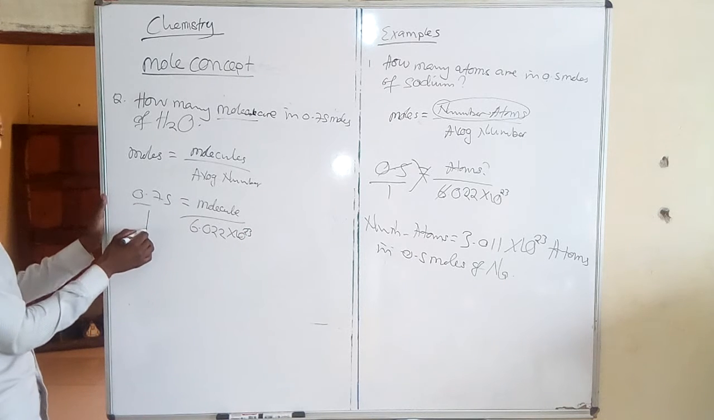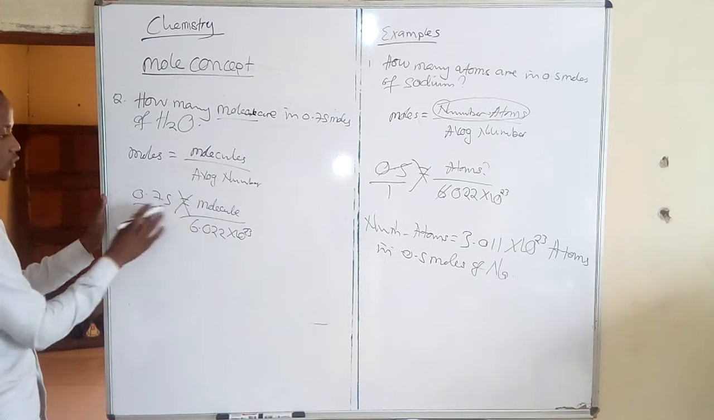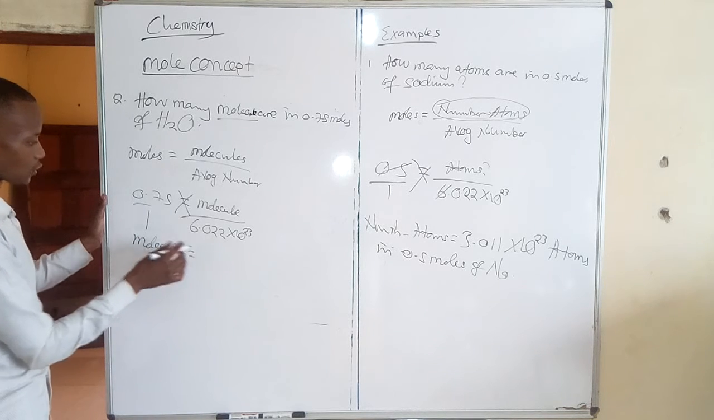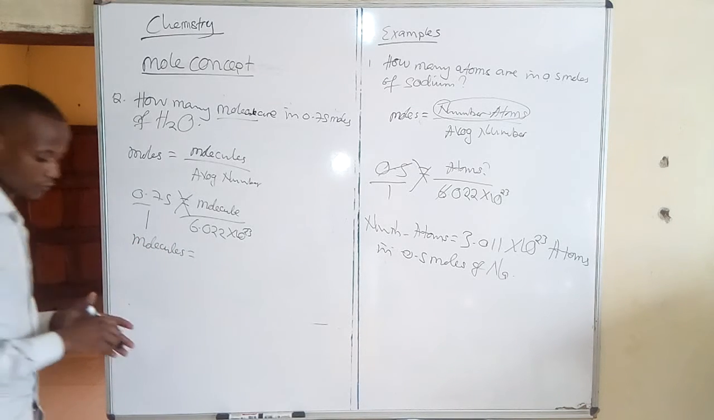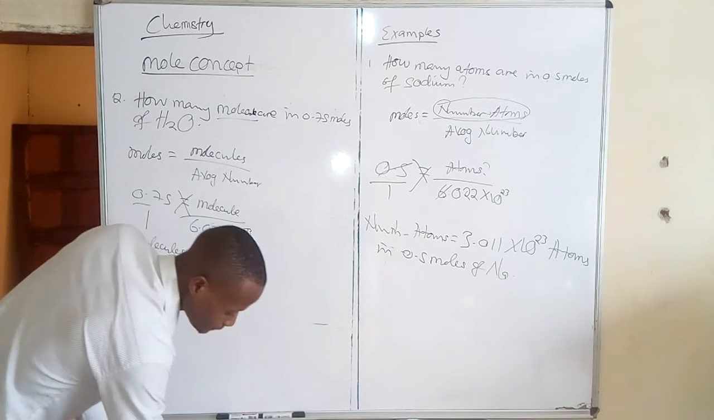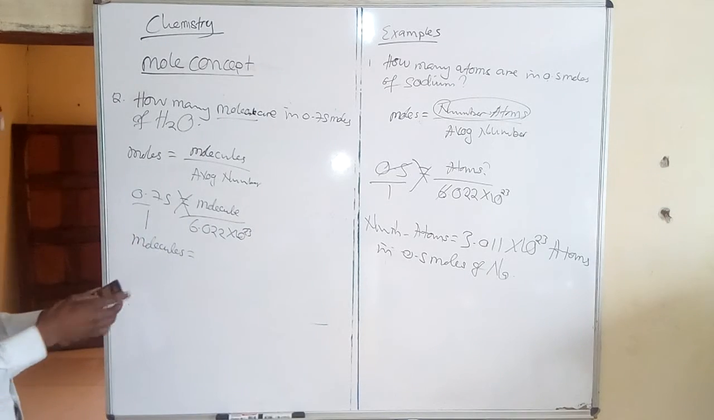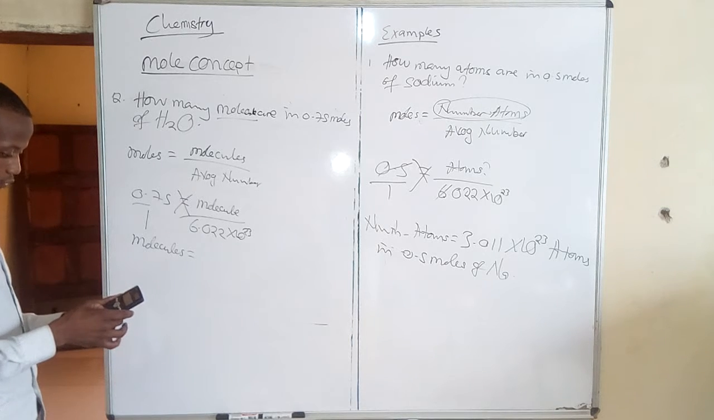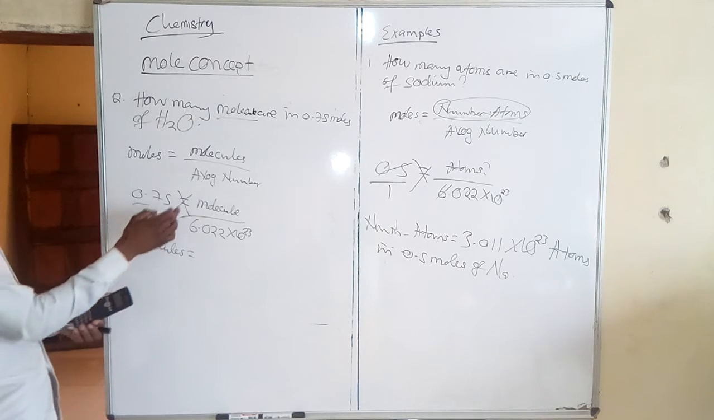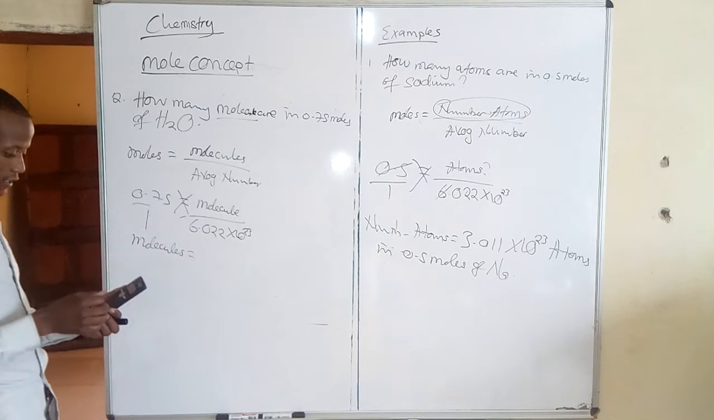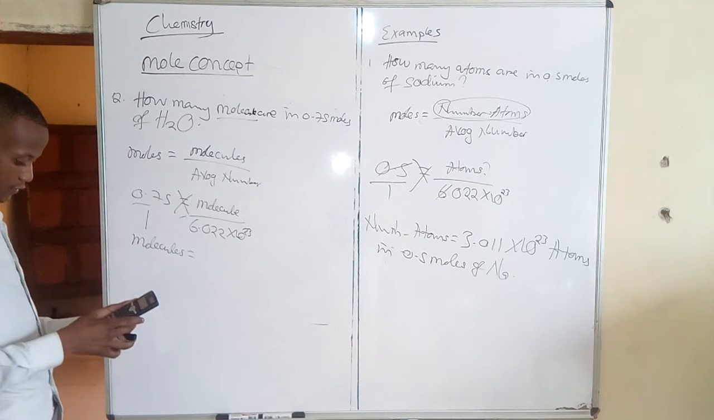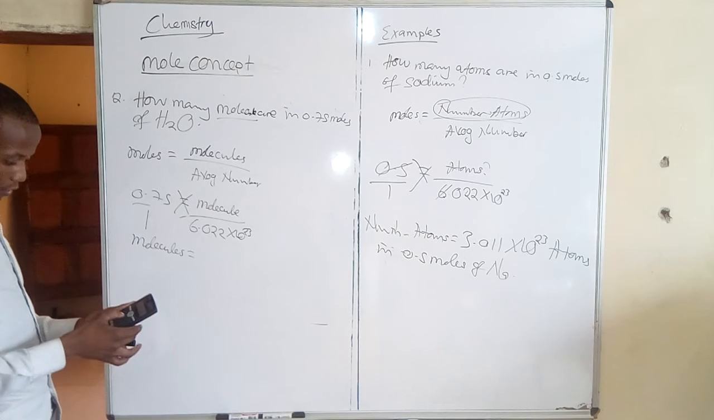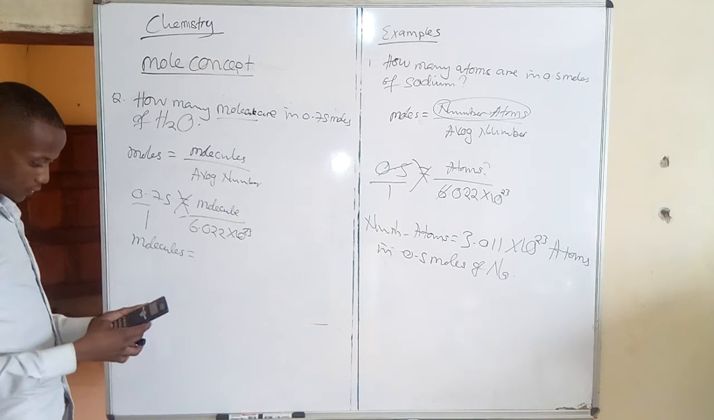We write this one as a fraction and we cross multiply. So we have the molecules is equal to 0.75 times the Avogadro's constant. So to avoid mistakes, you can use brackets when multiplying that. Open the bracket, you say 6.022 times 10 to the power 23 and close the brackets.